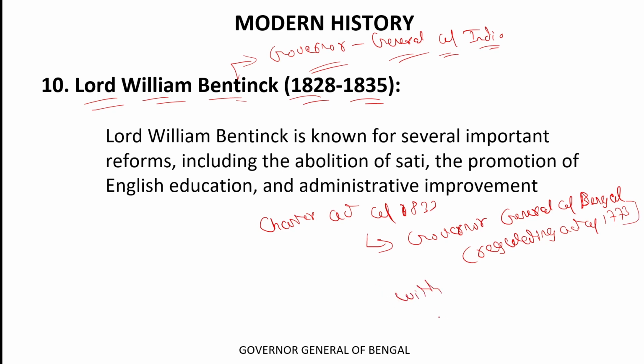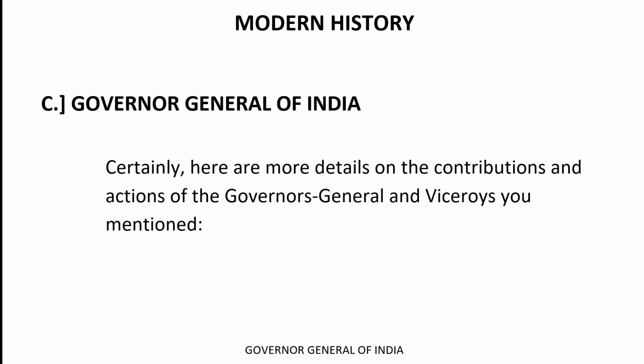Okay, with Governor General of India, which was basically established by the Charter Act of 1833. So basically we could say that Lord William Bentinck was officially appointed as the Governor General of Bengal, which was converted into the Governor General of India. Okay, so William Bentinck is known for several important reforms, including the abolition of sati, the promotion of English education, and administrative improvements. So let's discuss his facts.